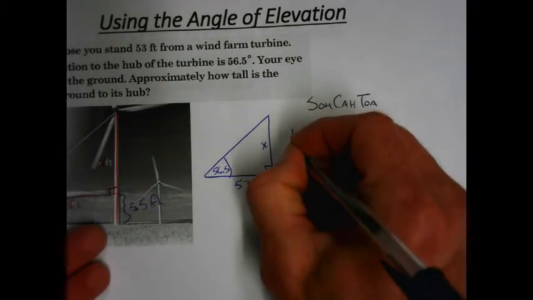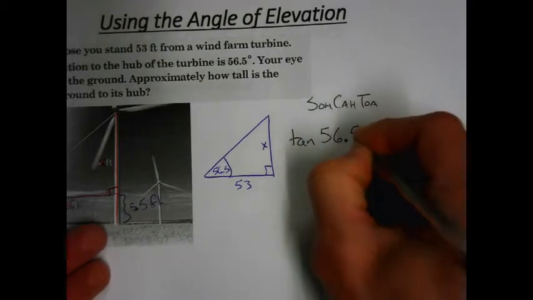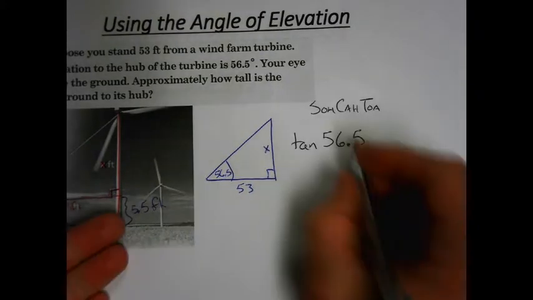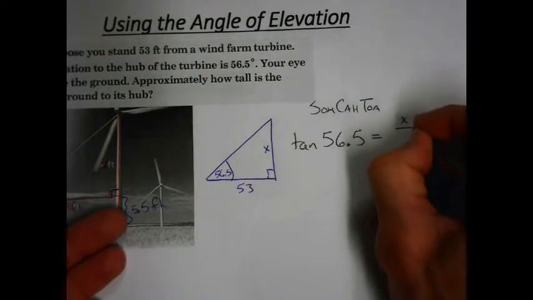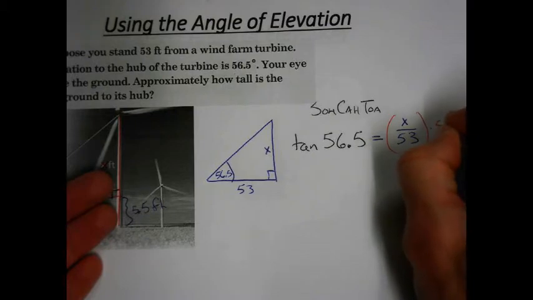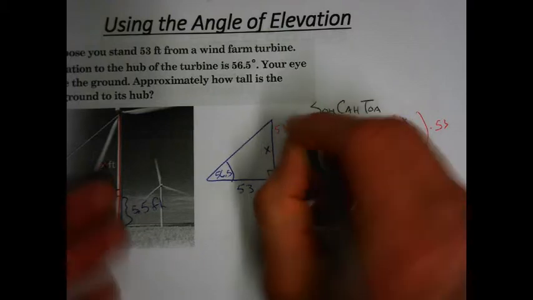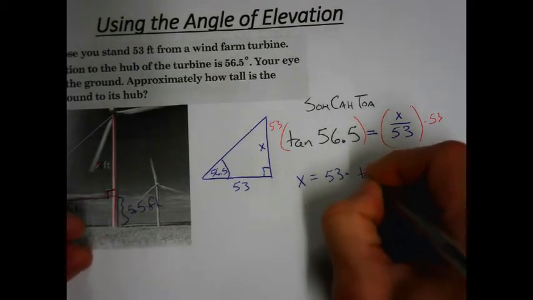We're going to want to take the tangent of 56.5. And like I said, if you don't understand what just happened there, stop the video and go watch the previous one. Anyway, the tangent of 56.5 is going to be the ratio of x to 53. So that's how we're going to figure out what x is. Now we solve the equation. How do we solve? We multiply both sides by 53, and then we find that x is 53 times the tangent of 56.5.